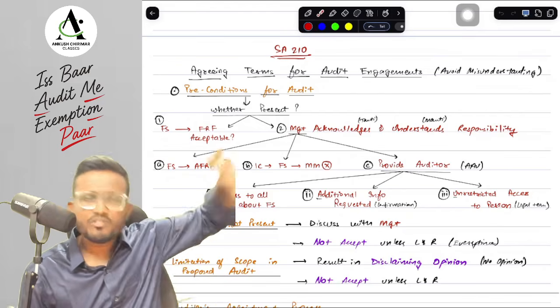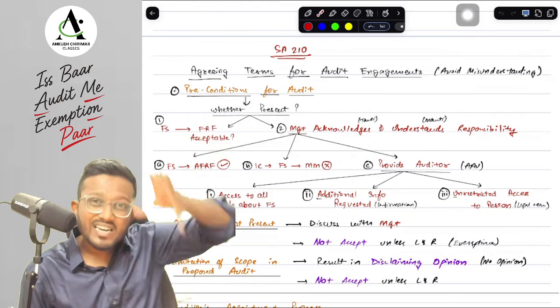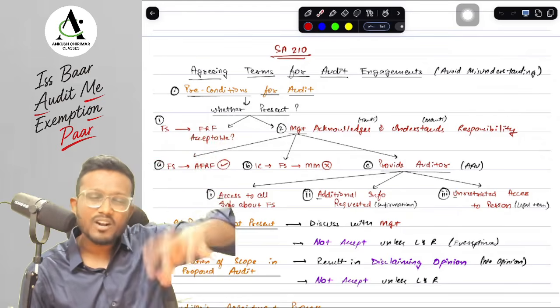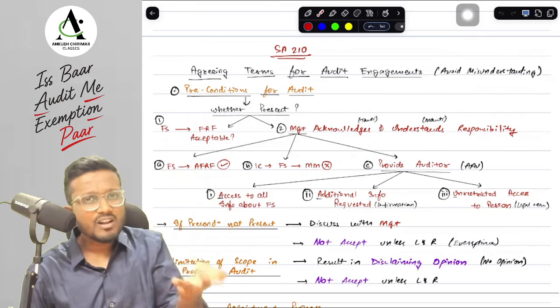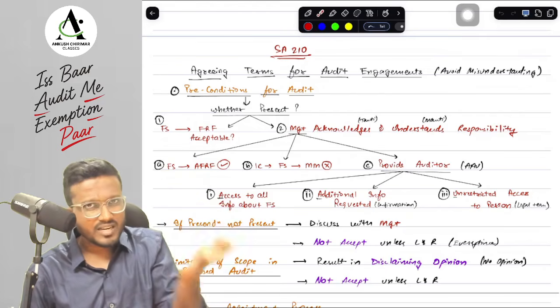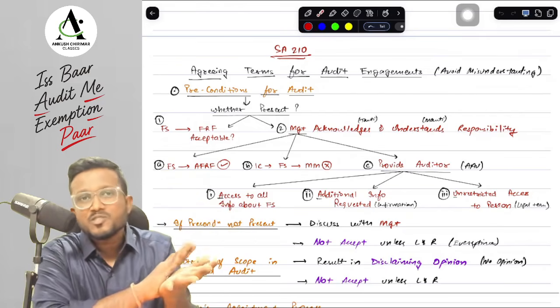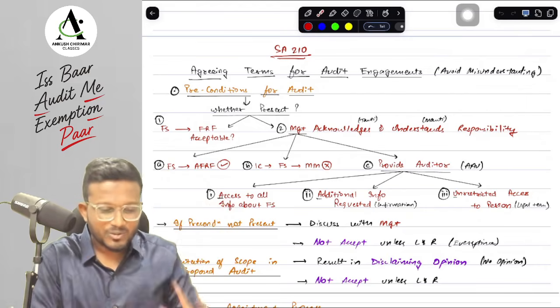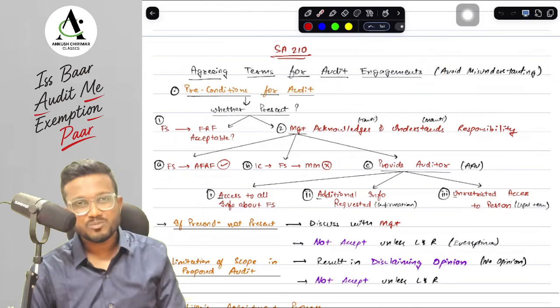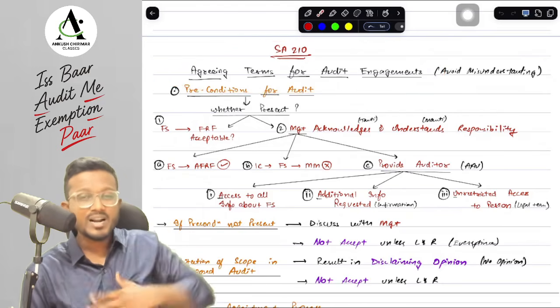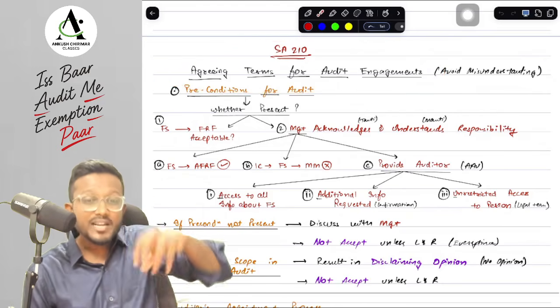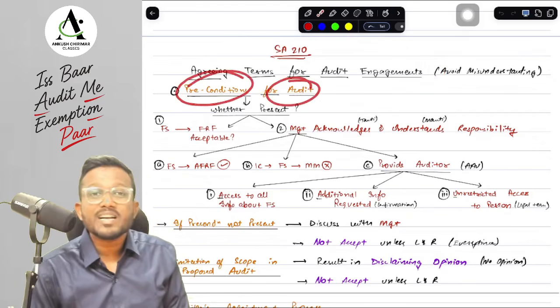So to clear any misunderstanding that might happen in the audit, we need to agree the terms with the management, and not only in the audit, in general life itself. Whenever we are providing any services or receiving any services, we prepare an agreement so that there is no misunderstanding. So here also ISA 210 talks about agreeing the terms of audit engagement. Now, before agreeing the terms of audit engagement, before accepting the audit, you need to see the preconditions for audit. What is a precondition for audit?